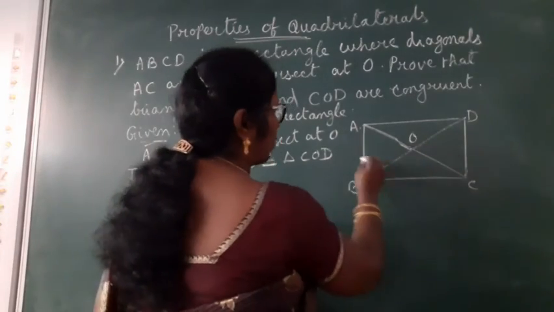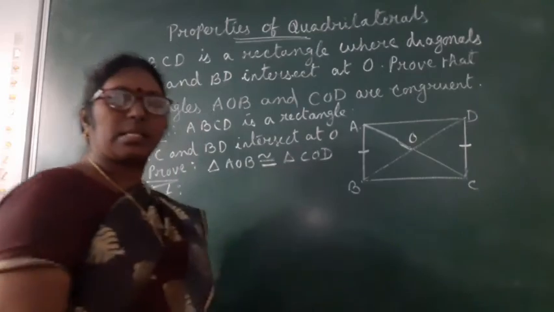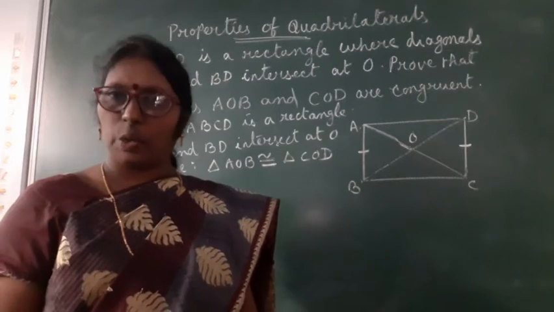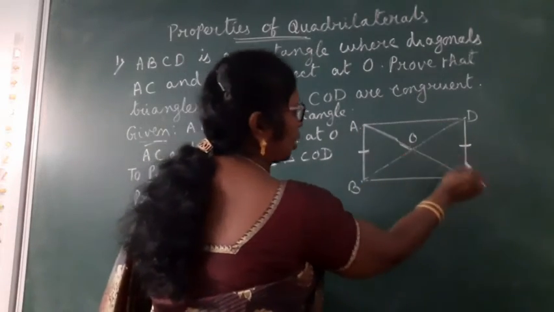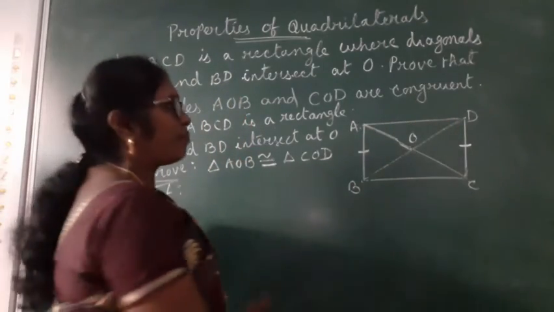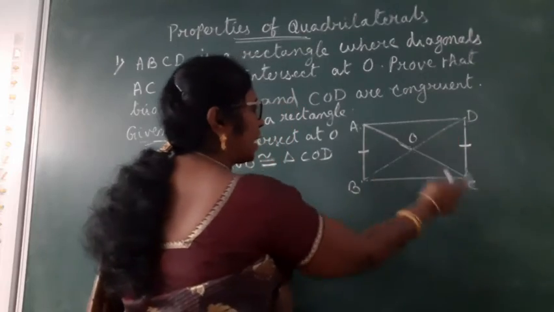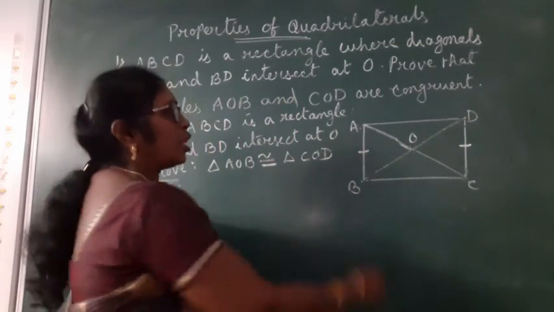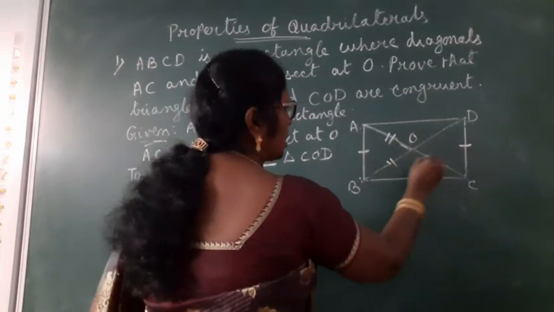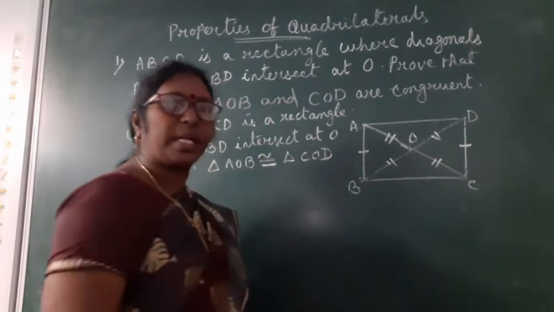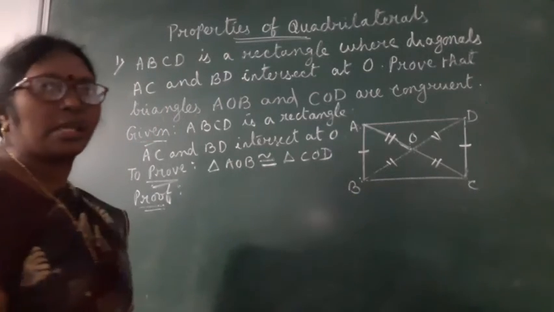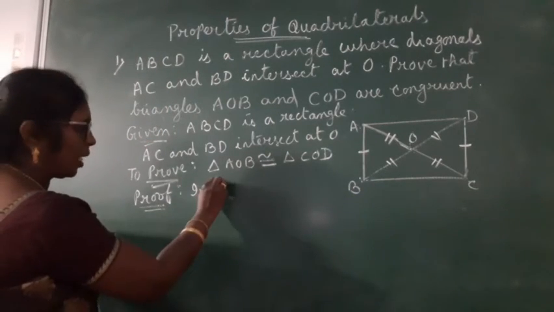In these two triangles we know that these two sides are equal, and also in a rectangle the diagonals are equal. So OA is equal to OC. The diagonals are equal and also they bisect each other. So if AC is equal to BD, AC by 2 is equal to BD by 2. So we can say OA equal to OC, OB equal to OD. All these are equal actually because AC is equal to BD. So under SSS condition, we can prove that these triangles are congruent.